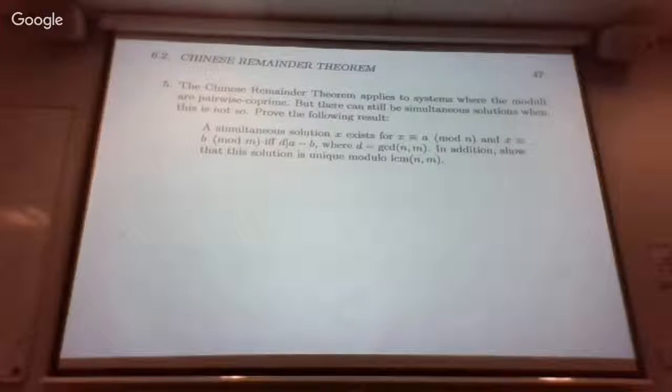So let's have a go and think about how we might prove this. Are there any questions just about the statement of it to begin with? Just about what it's saying. Okay.